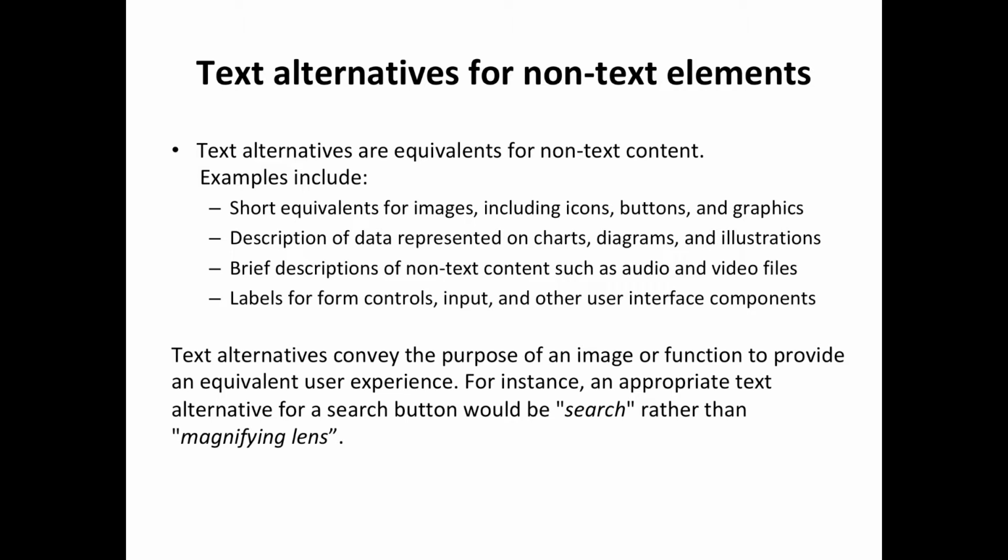For instance, an appropriate text alternative for a search button would be "search" rather than "magnifying lens." So if you're using an icon, tell people not literally what it is, but what it is for. Your icon of a house is not the house. It could be "return to home screen."